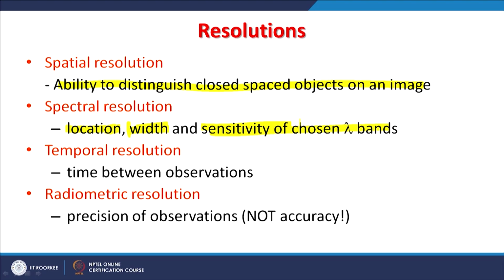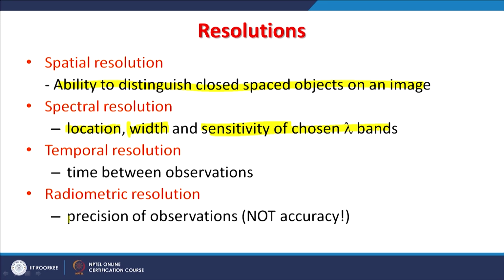Basically, radiometric resolution is the number of bits used to store the information about an image or a band. If it is a 6 bit image and an 8 bit image, definitely the 8 bit image has a better radiometric resolution than the 6 bit. So, the higher the number of bits used to store a pixel value, the higher the radiometric resolution.